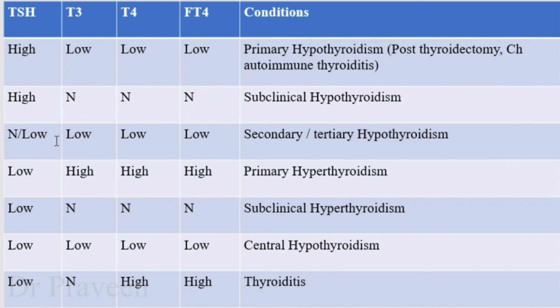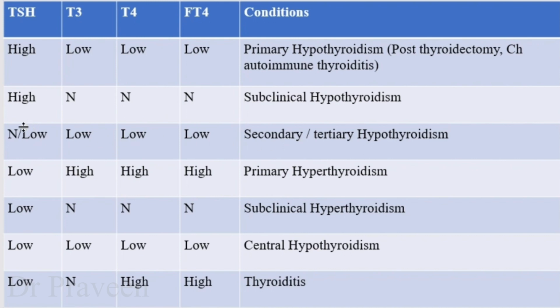If TSH is low, T3 is low, T4 is low, FT4 is also low, such conditions come under secondary or tertiary hypothyroidism. Why is the thyroid hypofunctioning here? Because the TSH itself is low, which means there is a pathology in the pituitary. That kind of condition is called secondary hypothyroidism.